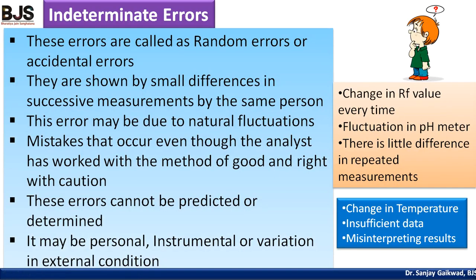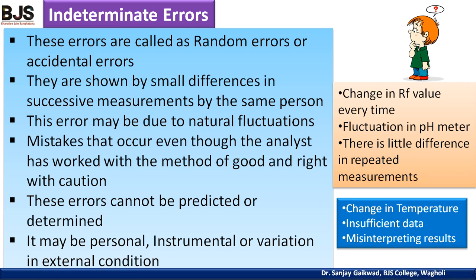Now in case of indeterminate error, these errors are random errors or accidental errors. They are shown by small differences in successive measurements by the same person, but it cannot be understood easily by the person. These errors may be due to natural fluctuations. It is also not understood by the student. The mistakes occur even though the analyst has worked with a good and right method with caution. Now these errors cannot be predicted or determined easily. It may be personal, it may be instrumental, or it may depend on the method or variation in the external conditions, but we cannot understand it easily.